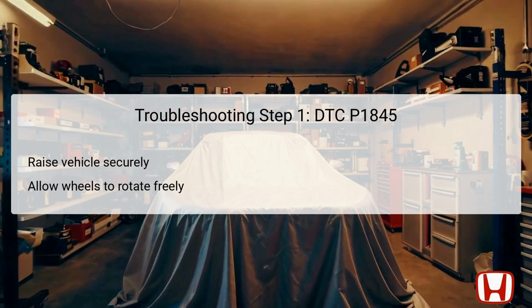This preliminary action sets the stage for the following steps, where actual testing of the CVT system will occur. Proper lifting equipment, such as hydraulic lifts or jack stands, should be utilized to ensure stability during the process. This initial step is crucial, as it prepares the workshop environment for thorough diagnostics and subsequent troubleshooting of DTC P1845.